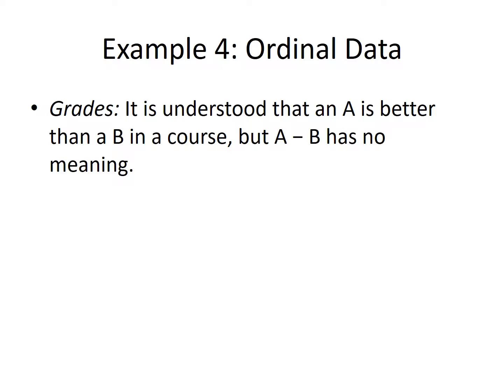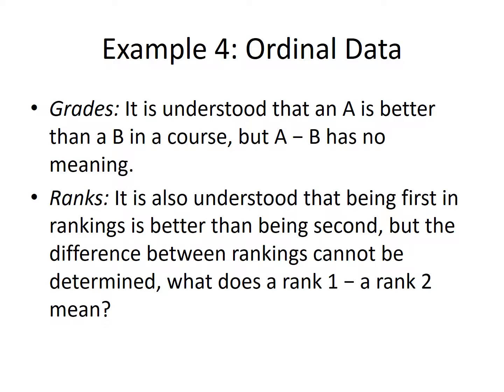Here are some examples of ordinal data. Grades. It is understood that an A is better than a B in a course, but A minus B has no meaning. Ranks. It is also understood that being first in rankings is better than being second, but the difference between rankings cannot be determined. What does a rank 1 minus a rank 2 mean, in other words? This differencing cannot be done in a meaningful way.